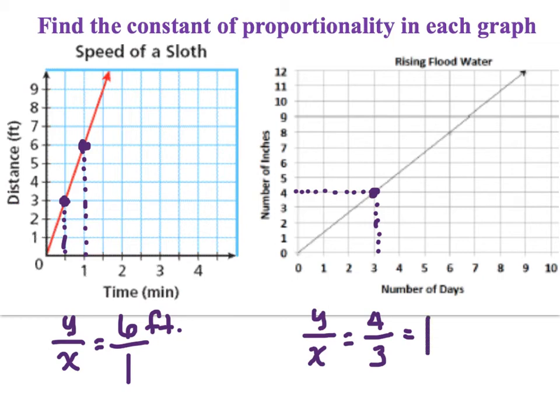3 goes into 4 one time. And I can either get 1 1/3 inches for every single day, or you can write it as 1.33 repeating every single day. And I can double check. If I look at 1 day, that's my constant, my unit rate. For every 1 day, the point ends up right here. If I go over, I see that this line looks about 1 1/3 or 1.33. So I know that this answer is correct.